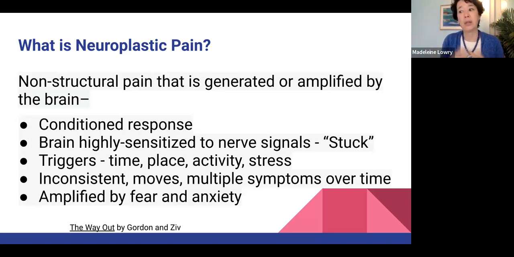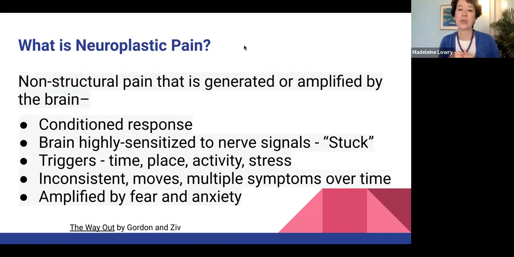What I'm talking about in this presentation is chronic pain. Chronic pain is pain, maybe there was an injury at one time, but the time frame for that injury healing has long passed and still the pain remains. Maybe there was no injury, just a pain symptom that keeps showing up for you. And you've had it checked out and there's no organic reason to be having this pain, but there it is, right? So when we talk about neuroplastic pain, we are talking about non-structural pain that is generated or amplified by the brain.